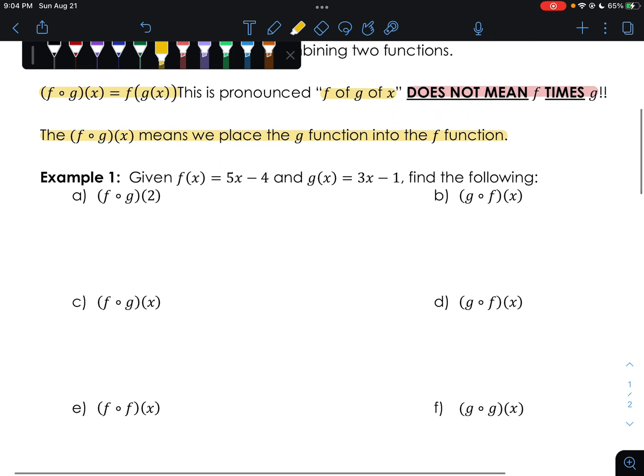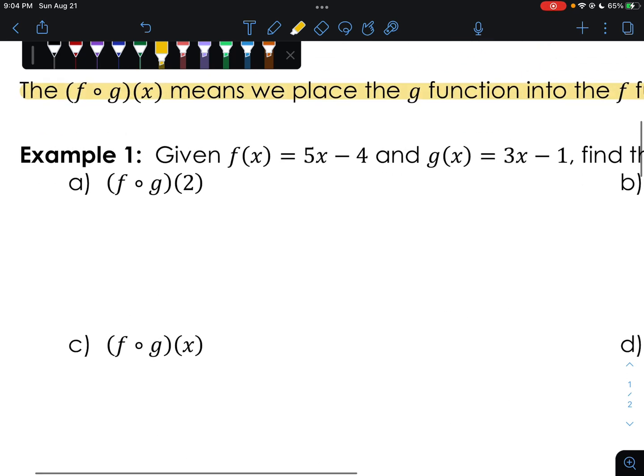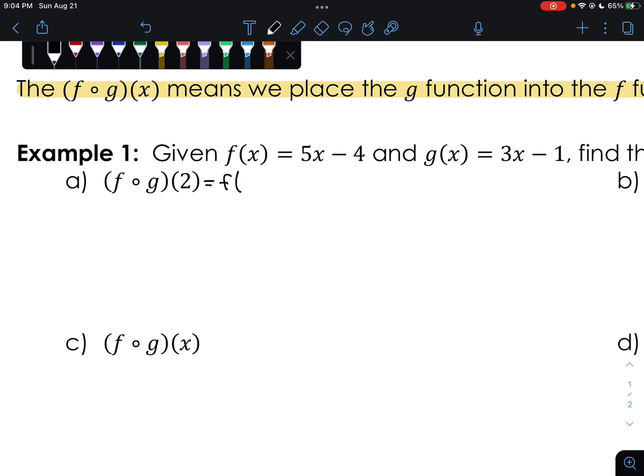So, an example. Example 1: given f of x equals 5x minus 4 and g of x equals 3x minus 1, find the following. We're starting with f of g of 2. It is most helpful if we rewrite this as f of g of 2. Notice how I wrote the g of 2 in red. We're going to start from the inside and work our way out. So the first thing we're going to find is g of 2.